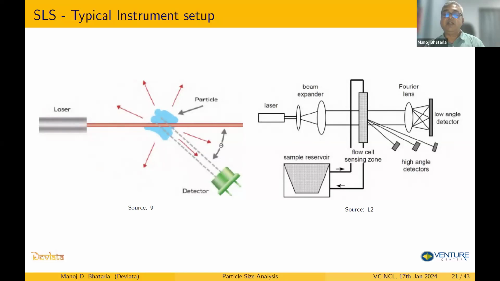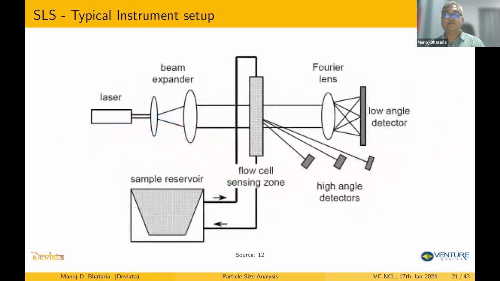The advantage of this technique over the other two techniques, sedimentation and DLS, is that you have a sample reservoir, and in this sample reservoir you have an option. Either you can have a dry sample or a wet sample. A wet sample is where you have a suspension prepared, and you let it flow through the sensing zone. But you can also have a dry sample, with something like an agitator. So agitator-based dry sampling is also possible in this kind of instrument. So we have the advantage of using dry as well as wet samples in this case.